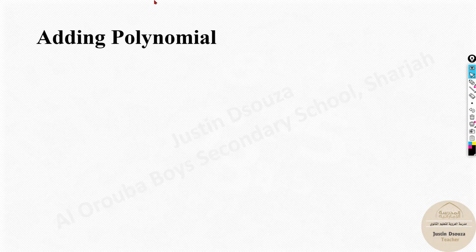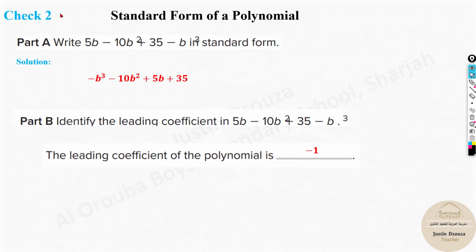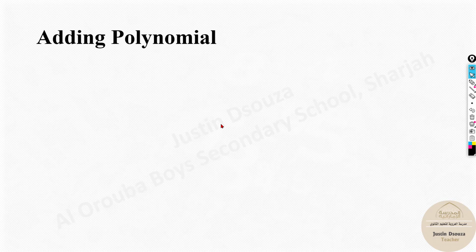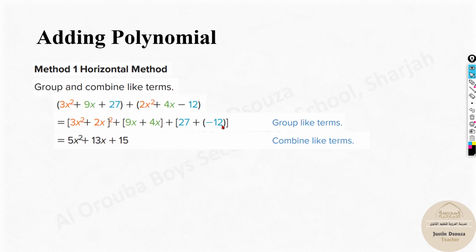Now, we will look into adding polynomials. Till now, we just saw the standard form and basic things of polynomials, like whether they are monomials or trinomials. Now we will be given different polynomials, and we will have to solve them. So there are two methods. One is the horizontal method. Personally, I would suggest you just do this.